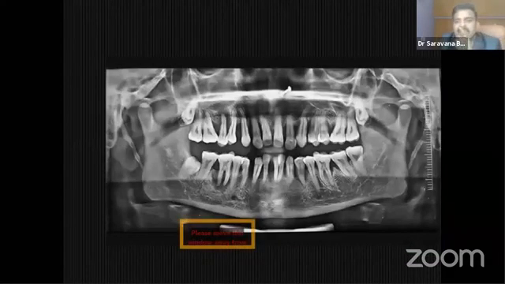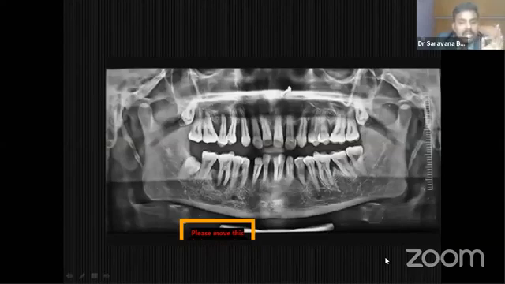And look at this case. This OPG is showing generalized periodontitis, maybe aggressive periodontitis, but the patient's complaint is not of a mobile tooth. The patient complains about unexplained cervicofacial pain for more than 1 year.